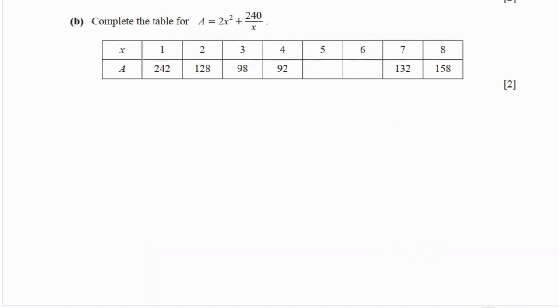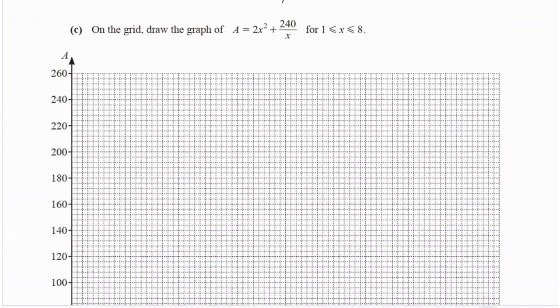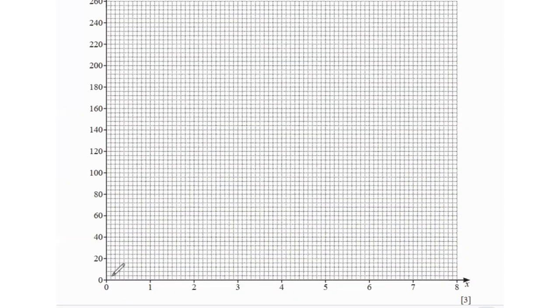Next, they're probably asking us to plot these points. And yeah, the scale is so bad. So 5 boxes represents 20. So that means each small box is 4 units. So half of this is going to be 42. So this is our point.